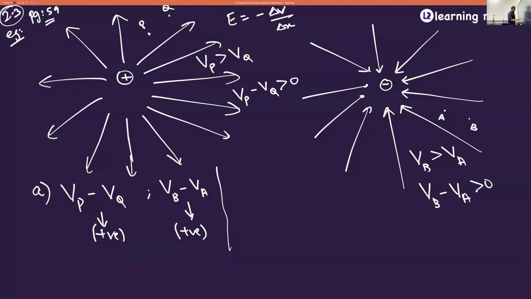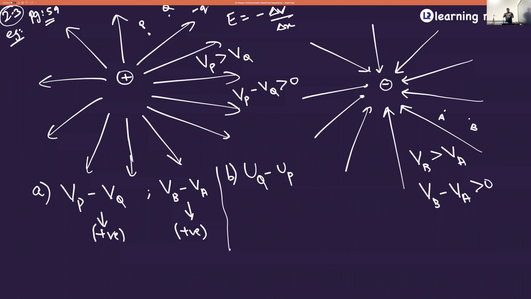So the next part of the question is, give the sign of the potential energy difference of a small negative charge between the points Q and P and A and B. Between the points Q and P, meaning UQ minus UP is what they are asking. So what do you have? You have a negative charge. The negative charge is moved from where to where?